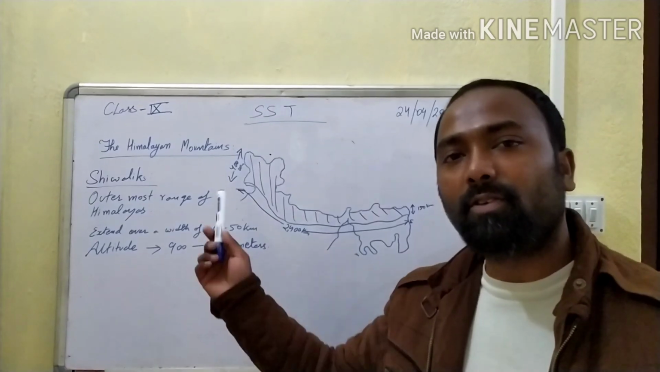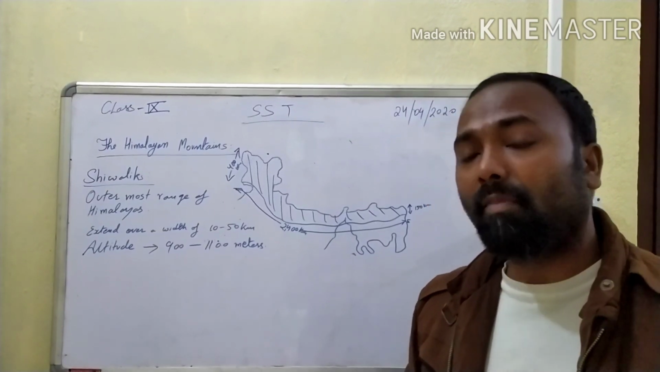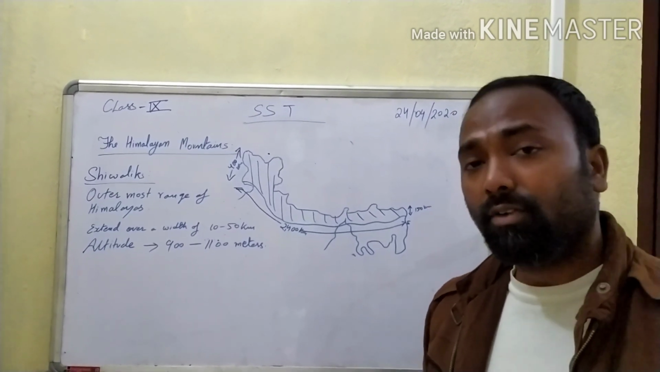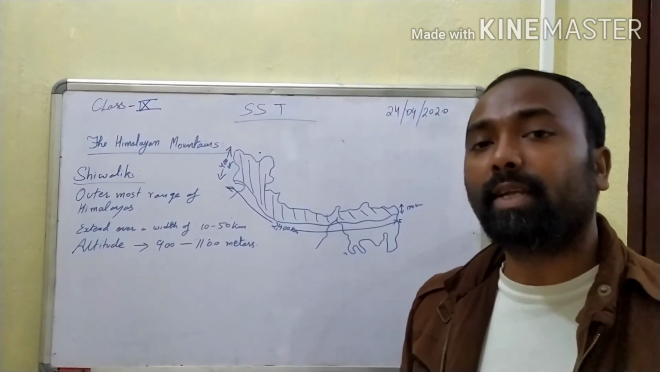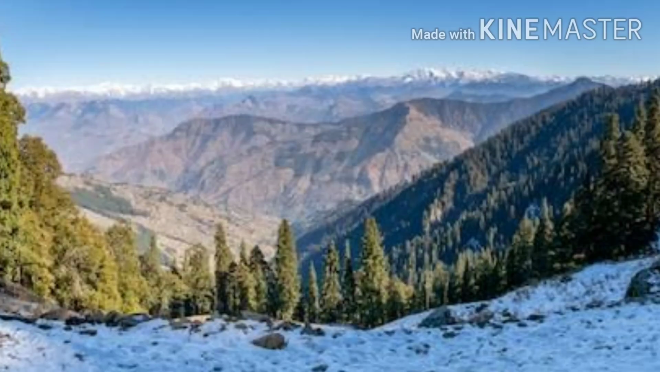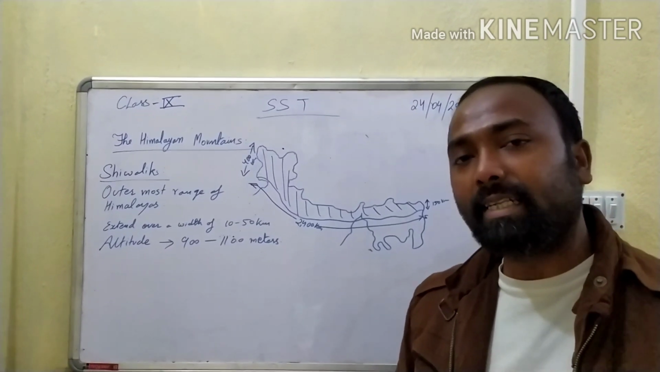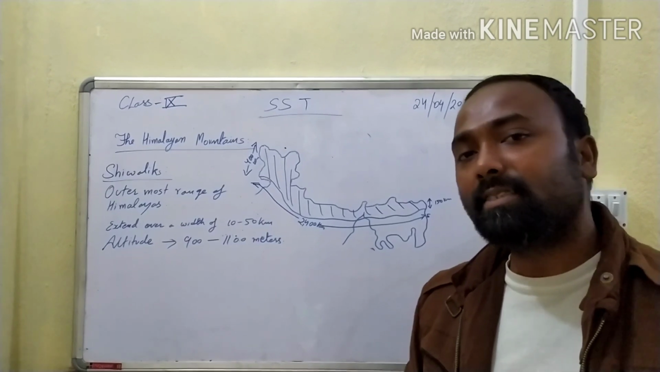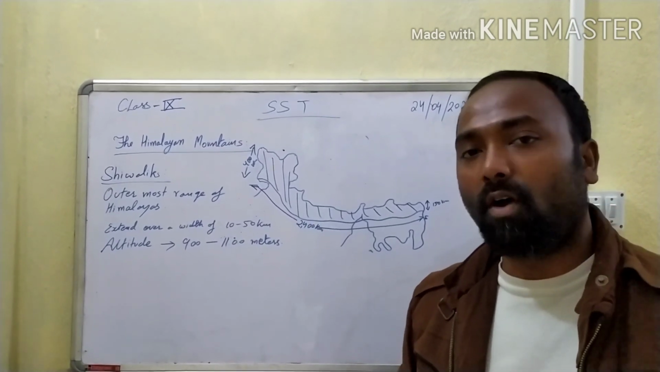Now let us discuss the Shivaliks. It is the outermost range of the Himalayas, and its width varies between 10 to 50 kilometers, and the variation in the altitude is between 900 meters to 1100 meters. These ranges are composed of unconsolidated sediments brought down by the rivers from the main Himalayan range, which is in the north.